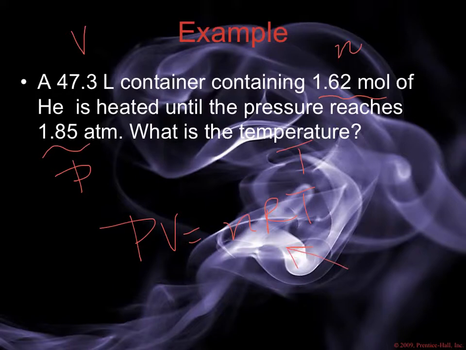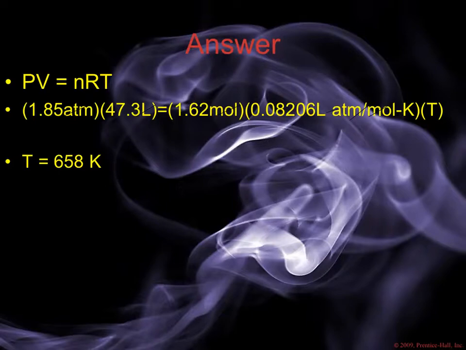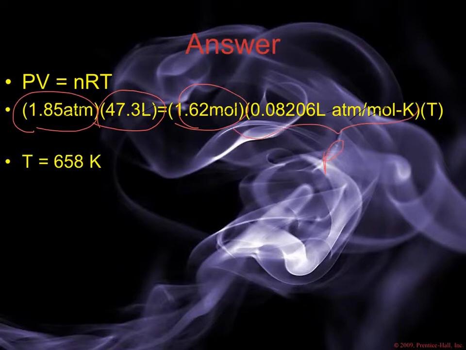I will give you R values on any quiz or test, but while you're working your problems, you're going to want to have that handy. You can try to work this problem out on your own, or you can go to the next page with me. All right, all you have to do is plug and chug. Okay, pressure they gave you, 1.85 atmospheres. Volume, 47.3 liters. Moles, 1.62 moles. Here's the R value that has units that match all the units that were given to us in the problem. And we're solving for T.